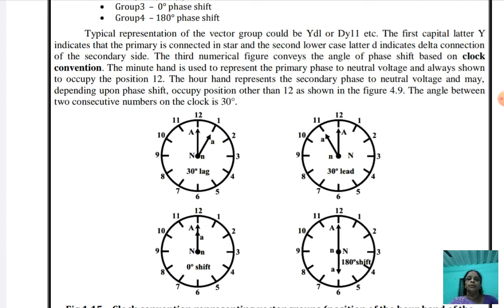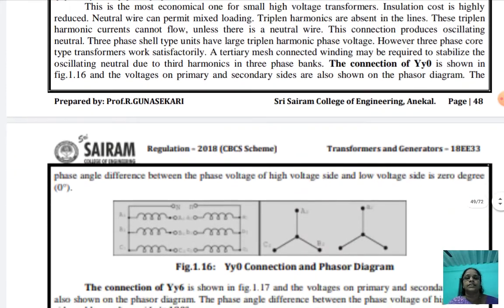The 12 o'clock position represents the 0 degree phase shift, meaning there is no phase shift between the primary and secondary winding voltages. Then the 6 o'clock position is nothing but the 180 degree phase shift. So from the clock convention we can clearly understand the four vector groups of three-phase transformers.